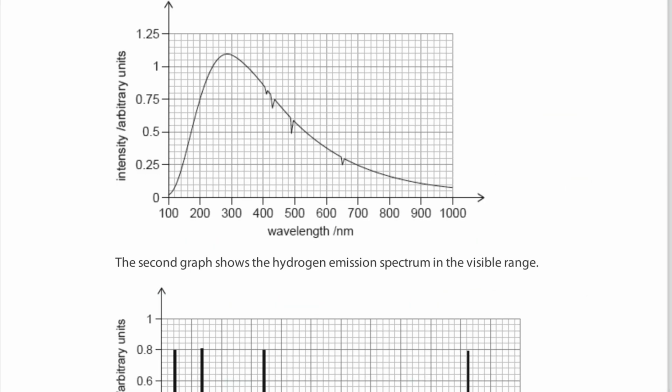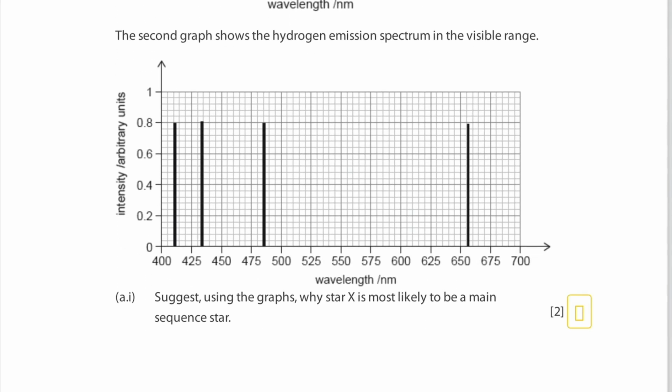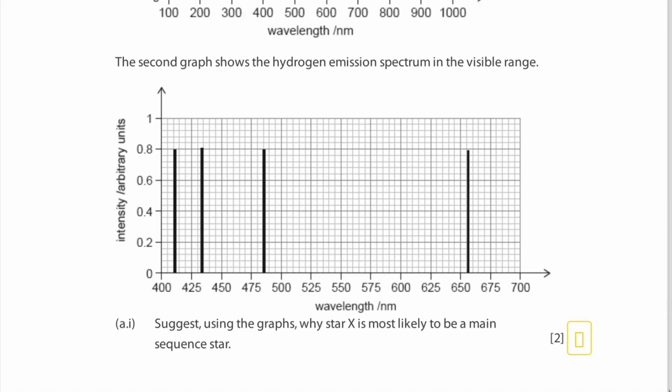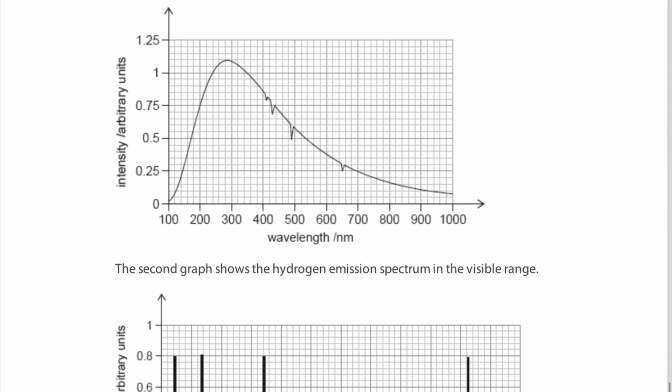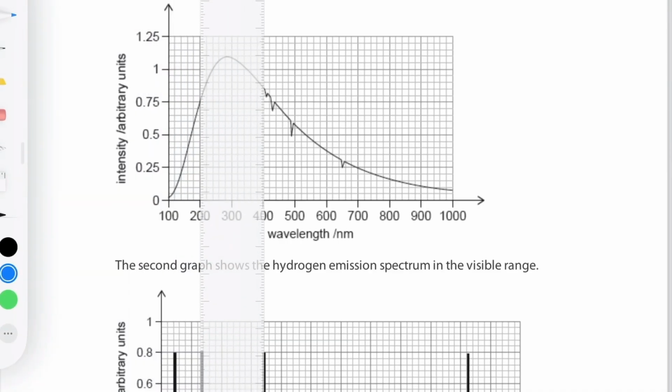Question 12. The graph shows the observed spectrum from star X. The second graph shows the hydrogen emission spectrum in the visible range. Suggest, using the graphs, why star X is most likely to be a main sequence star. Okay, well, let's see what information we've got. We know the peak wavelength. We also see that we have certain dips in here where these wavelengths have been absorbed.